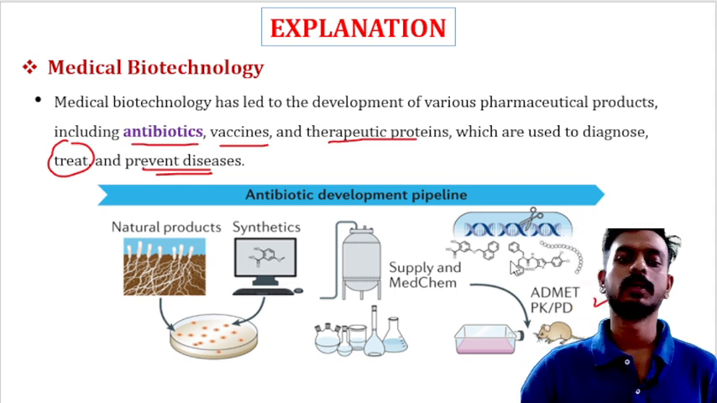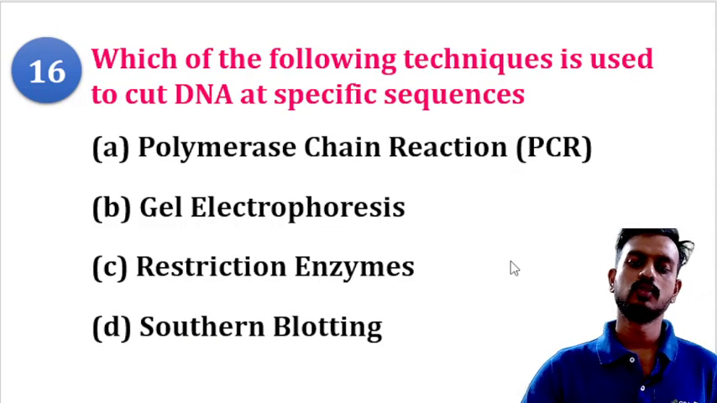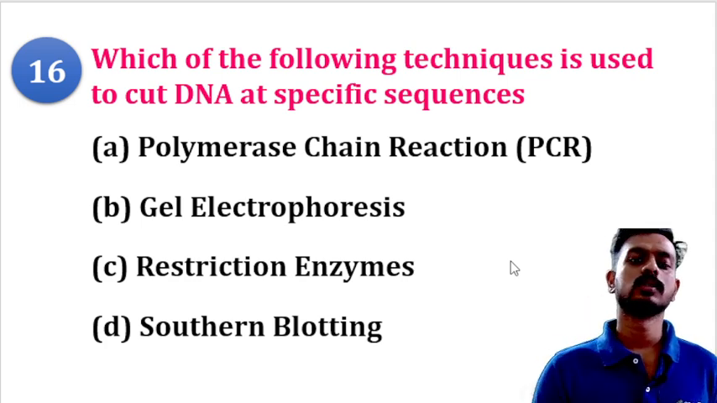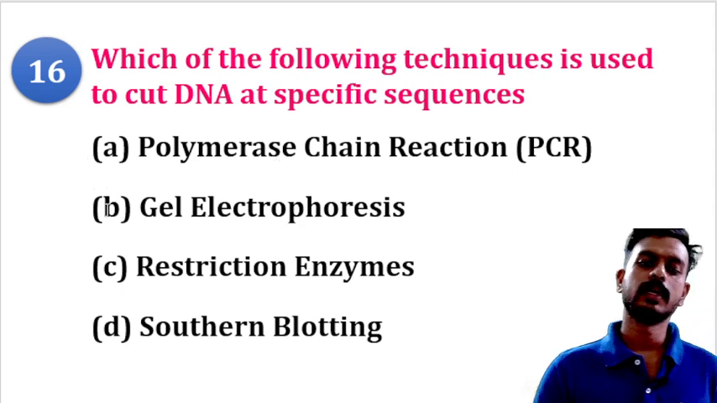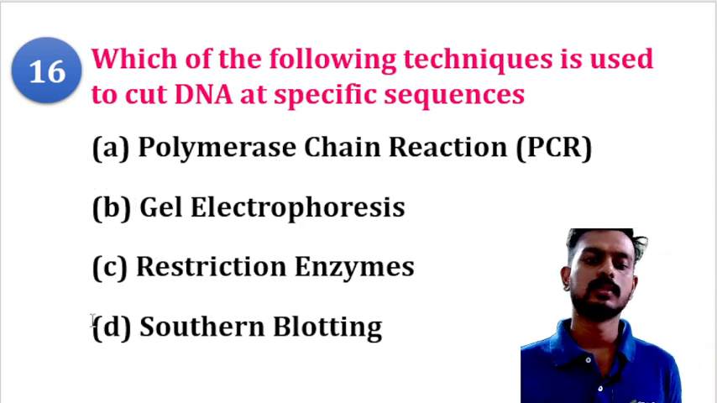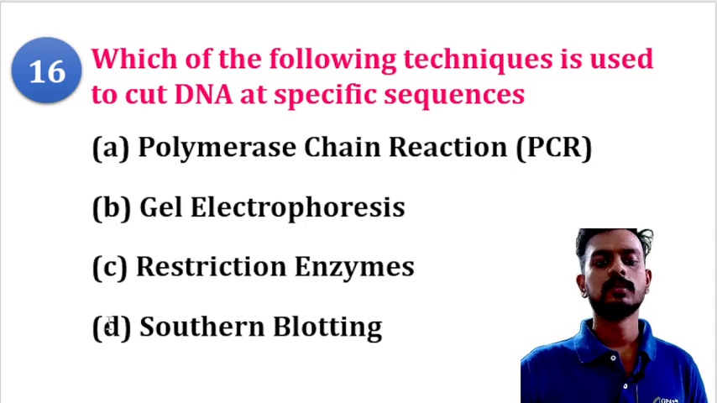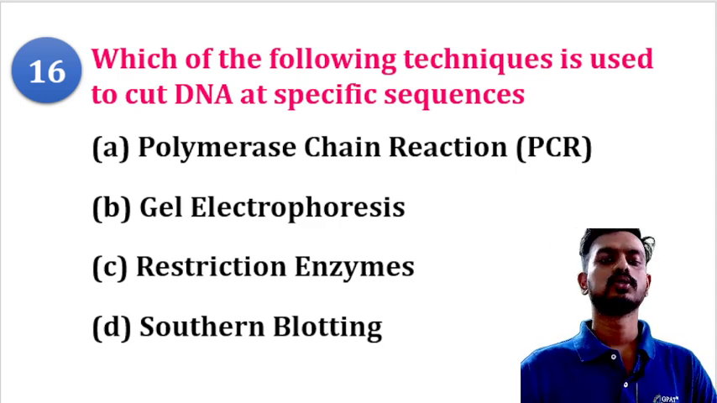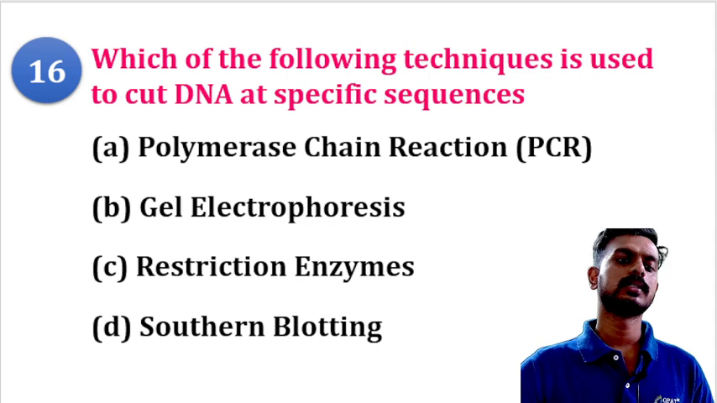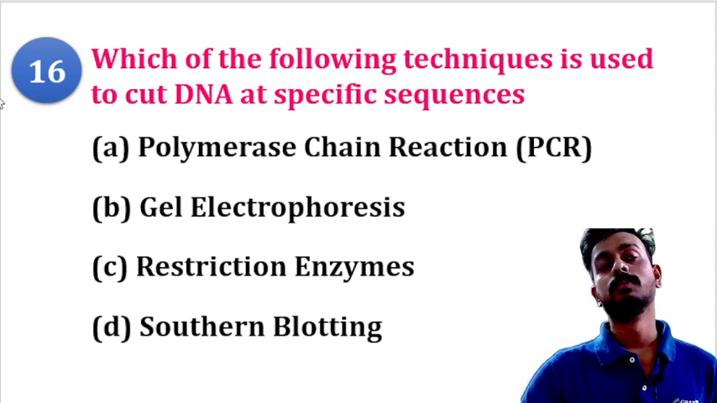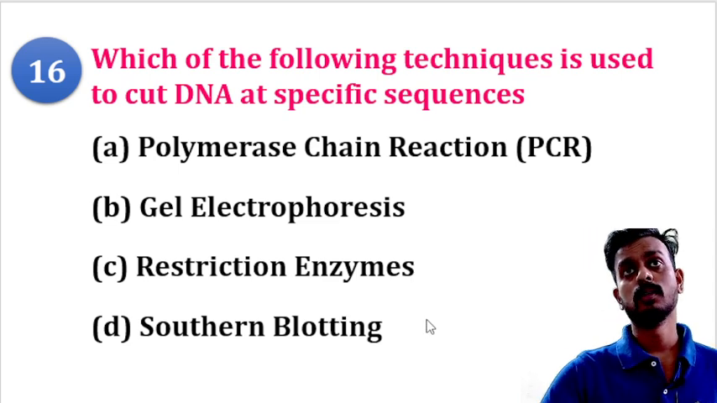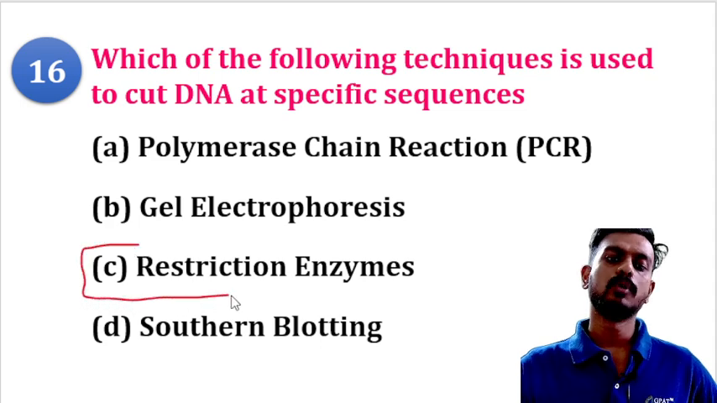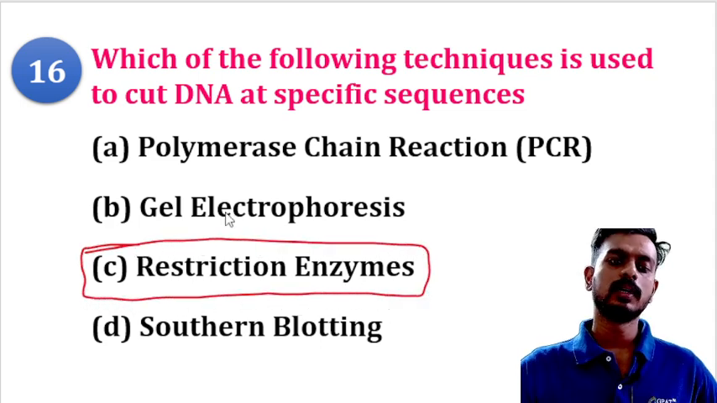So moving to the next question, which of the following techniques is used to cut DNA at a specific sequence? Polymerase chain reaction, gel electrophoresis, restriction enzyme, or Southern blotting? Gel electrophoresis is done for the separation of RNA and proteins. Southern blotting is for DNA. Polymerase chain reaction is for amplification, but restriction enzymes are basically used to cut the DNA at a specific site.